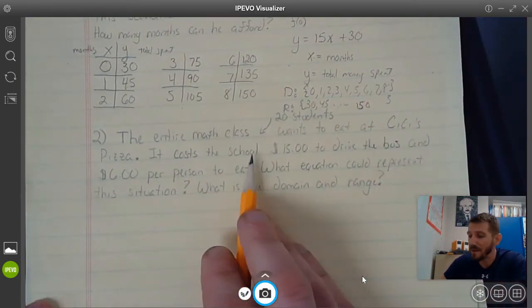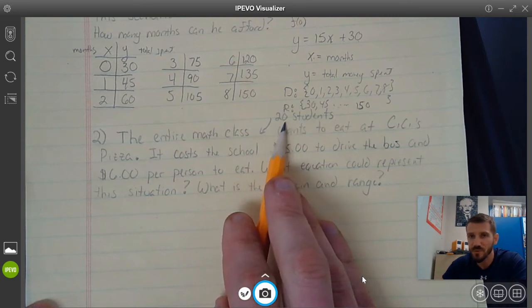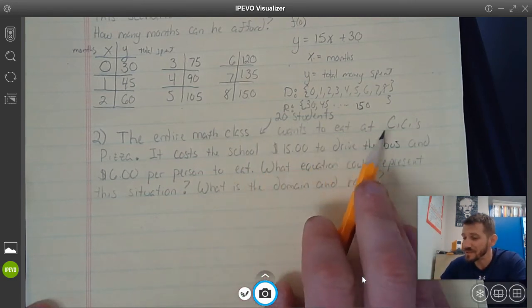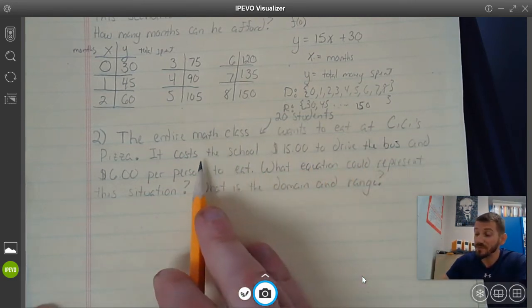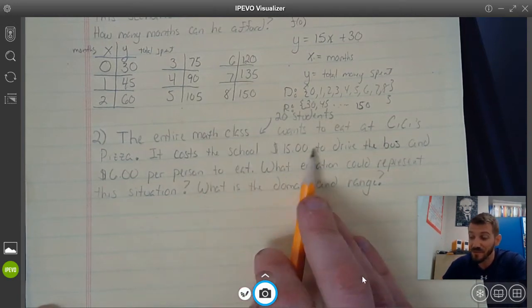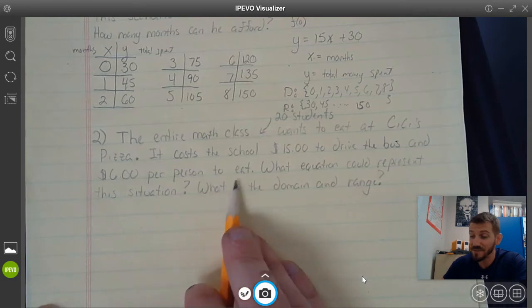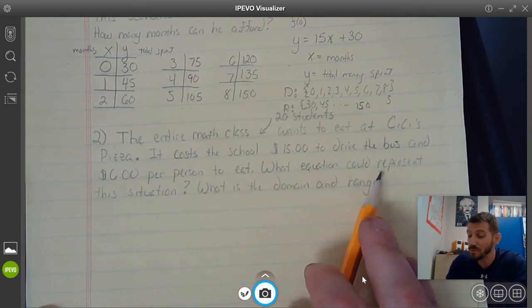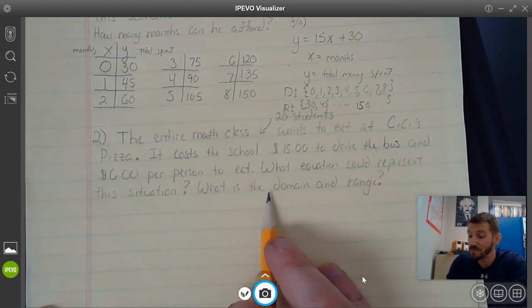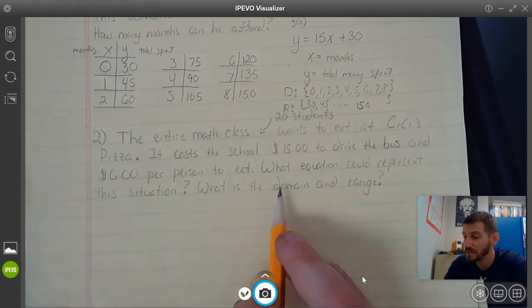All right, the entire math class, which is 20 students, wants to eat at CiCi's Pizza. Well, if the school's taking them, it's going to cost $15 to actually drive the bus there, and it'll be $6 per person to eat. So what equation could we represent for this situation? And what is an accurate domain and range?